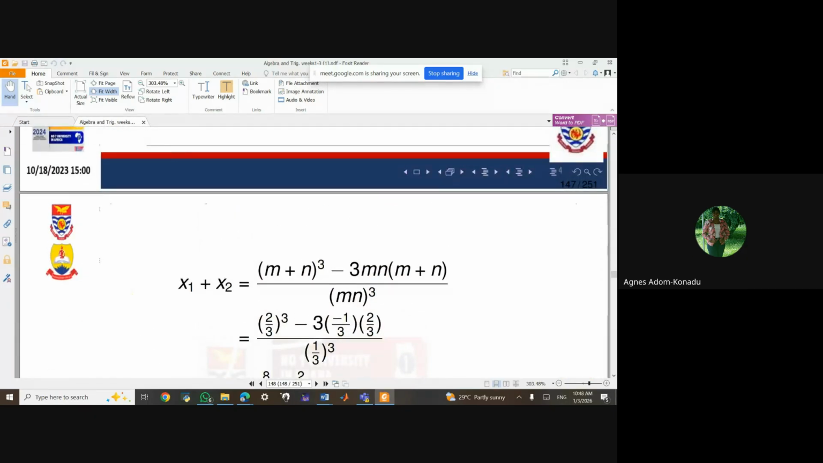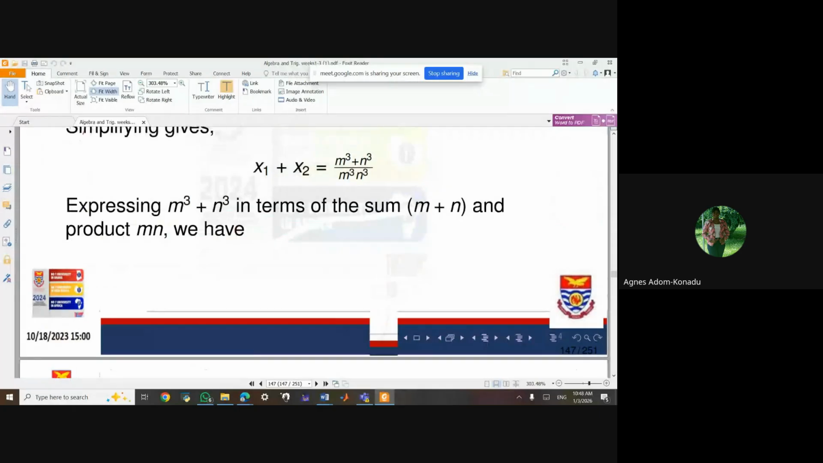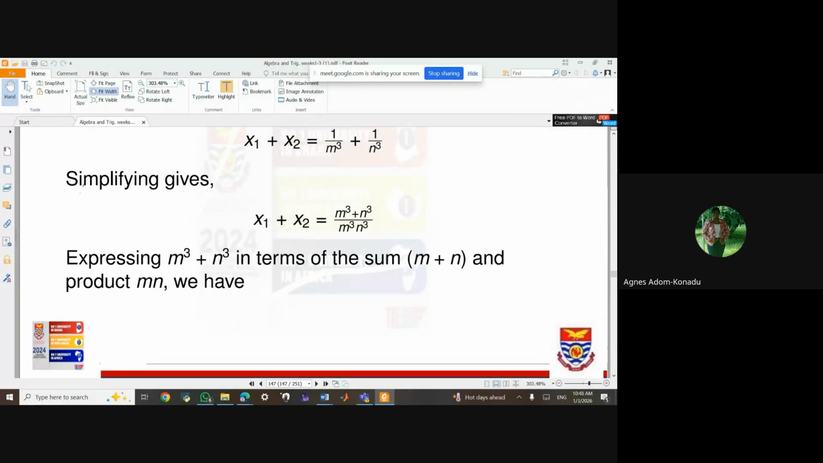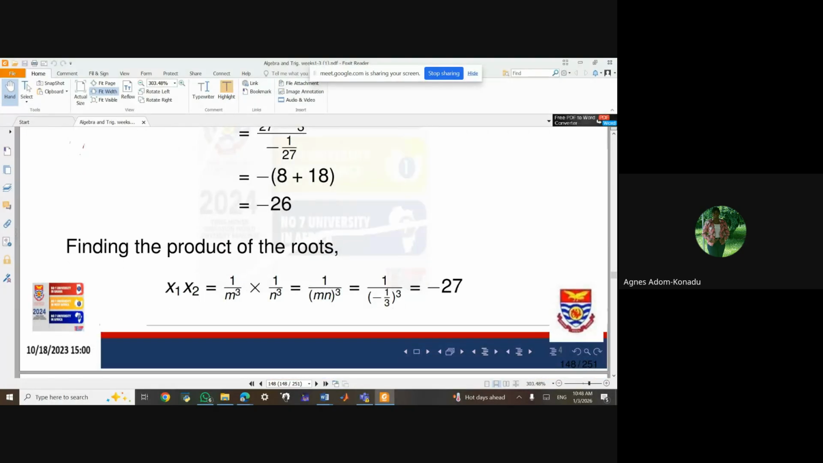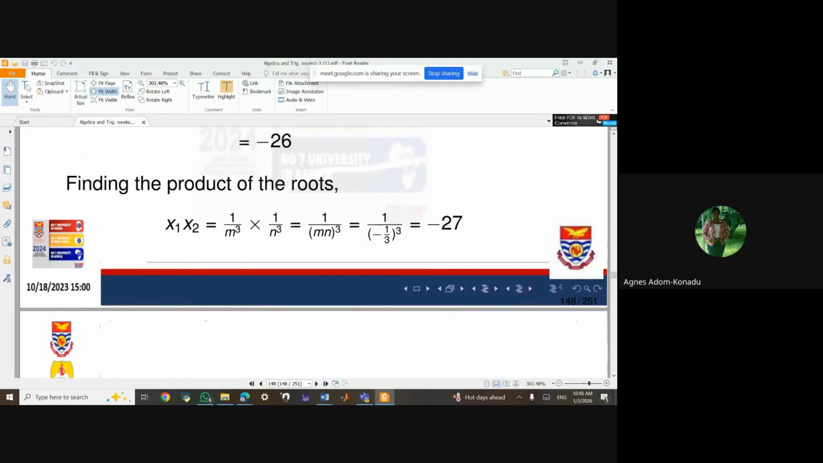And that is for the sum of the roots, x1 plus x2. So I find the product of the roots. Product is 1 over m cube times 1 over n cube, which is the same as 1 over (mn) cube. And this is 1 over (negative 1 over 3) cube. And this will give you minus 27.